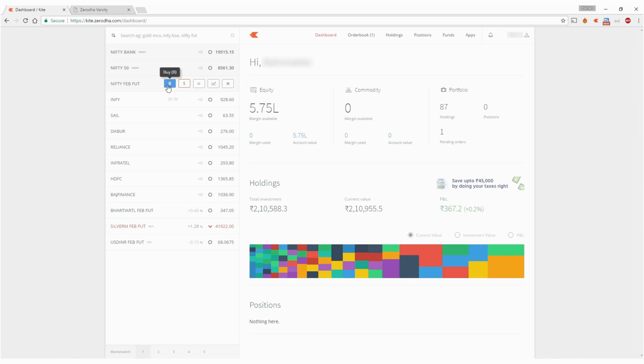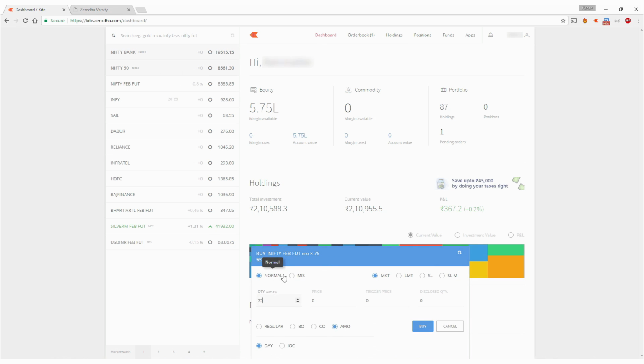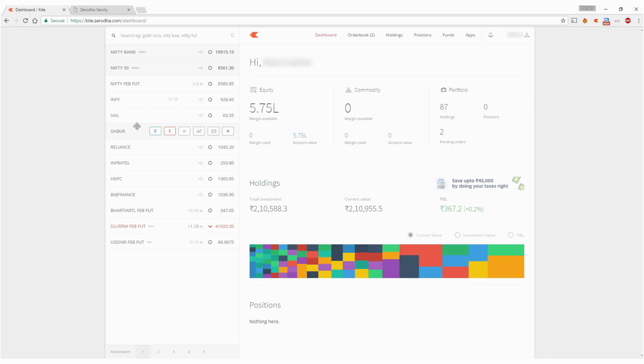You can place this for F&O also, and again, normal MIS, no bracket or cover orders on any of the segments is possible for AMO. AMO can also be placed on currency and commodity. Let's look at all the orders.